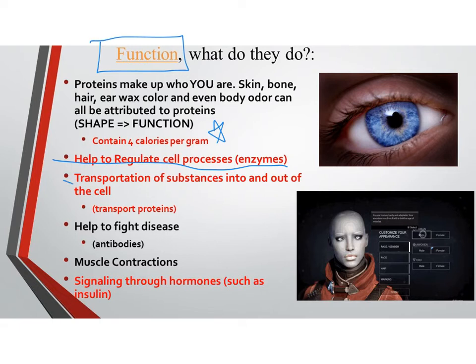They help transport or move things in and out of the cell. They help fight disease. They are antibodies. They are your muscles, right? You should know that. And they are also hormones like insulin or adrenaline or testosterone or estrogen. All of those hormones are also proteins. So they're really important for a lot of different things your body does.